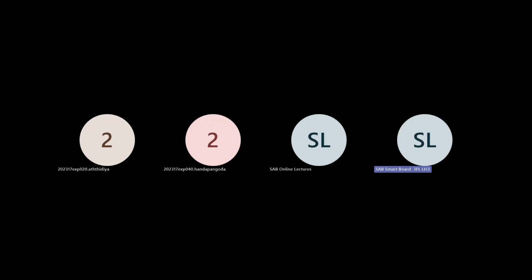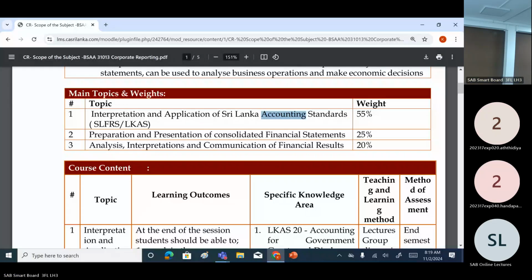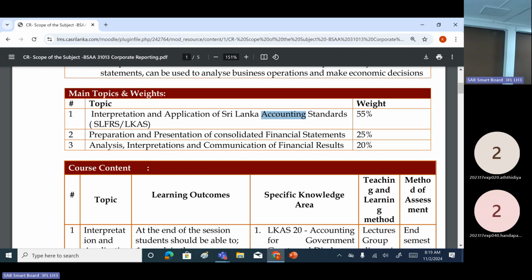Complex triangles. And then 25% for consolidation, another 25%, and 20% for financial ratio analysis and related communication. So I'm trying to complete this quickly. The last one is about analysis, interpretation, and communication of financial results.